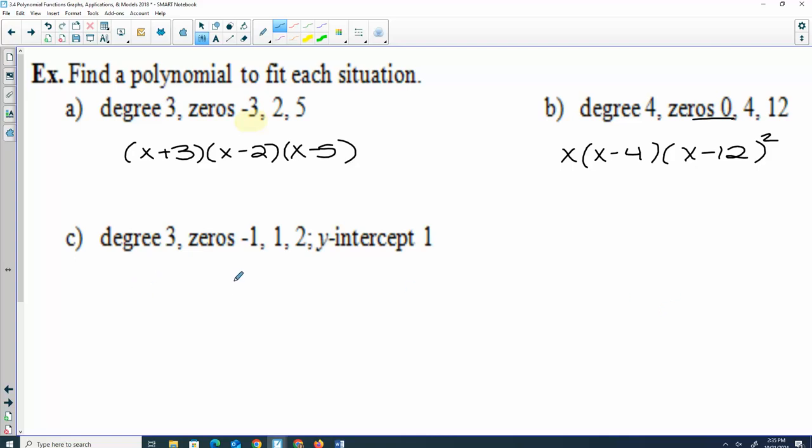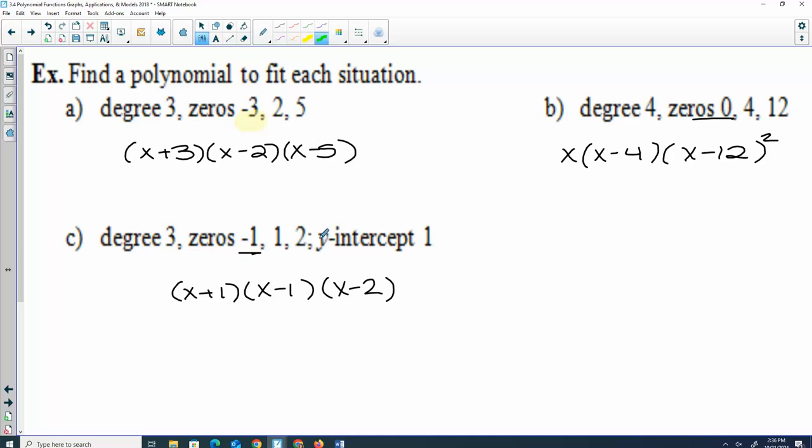Okay, C. If -1 is a 0, we have? If 1 is a 0. If 2 is a 0. Okay. Is that degree 3?